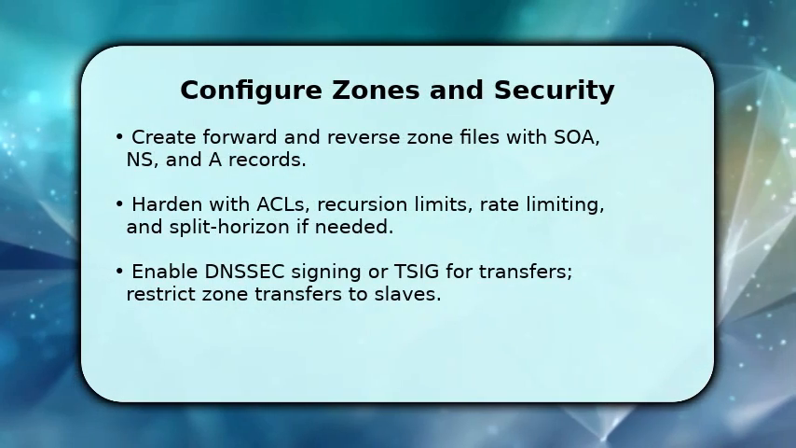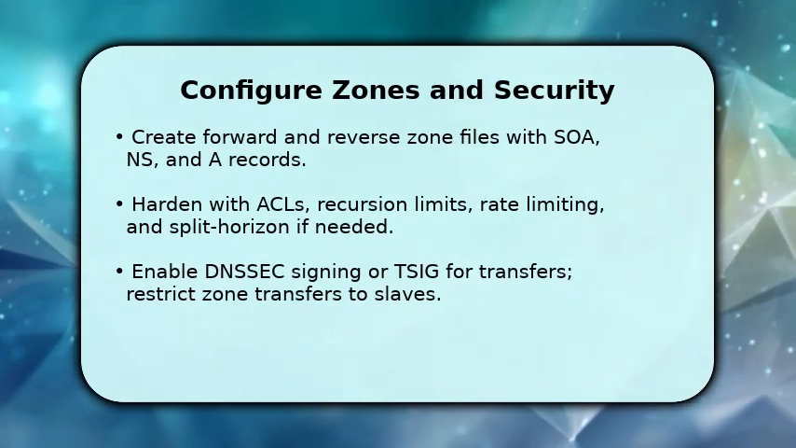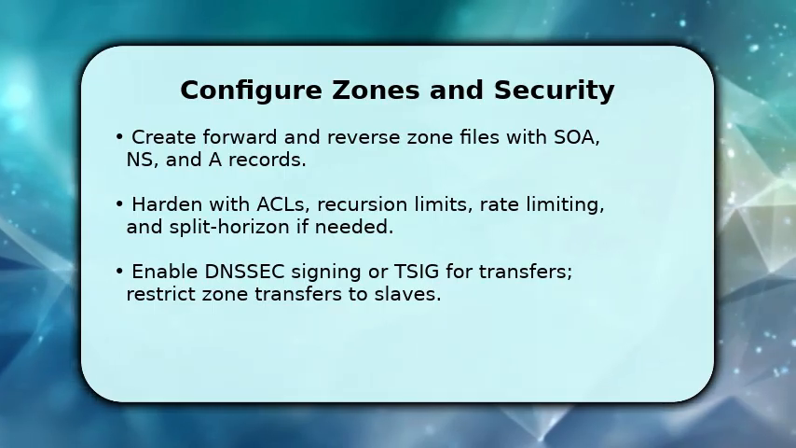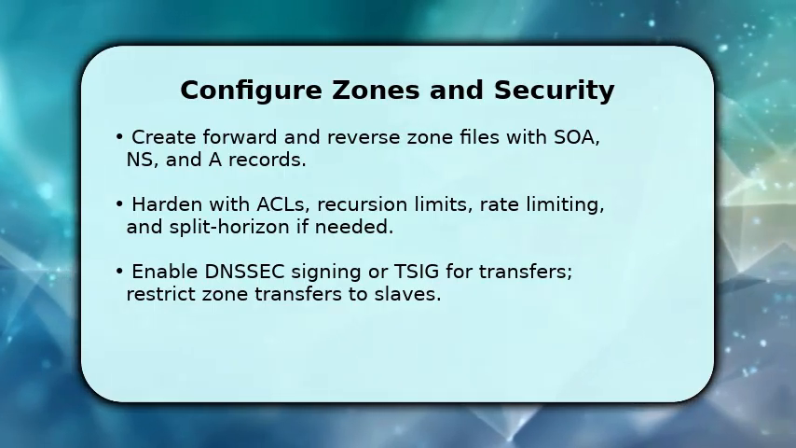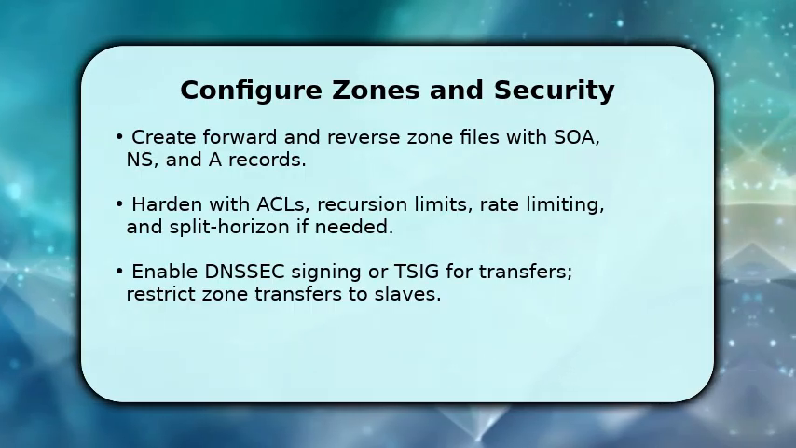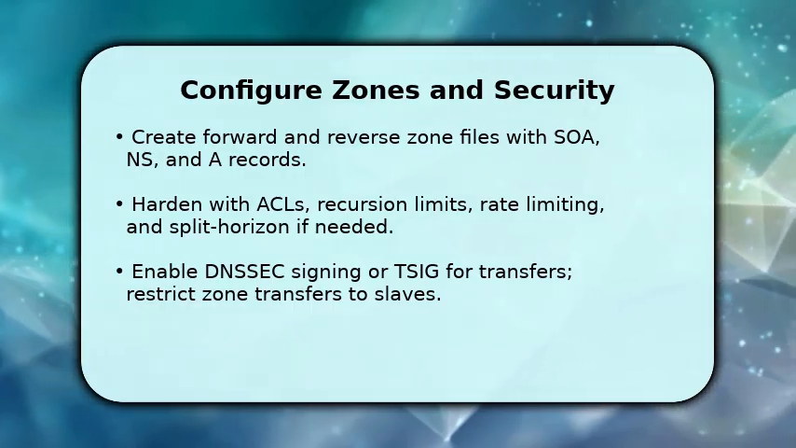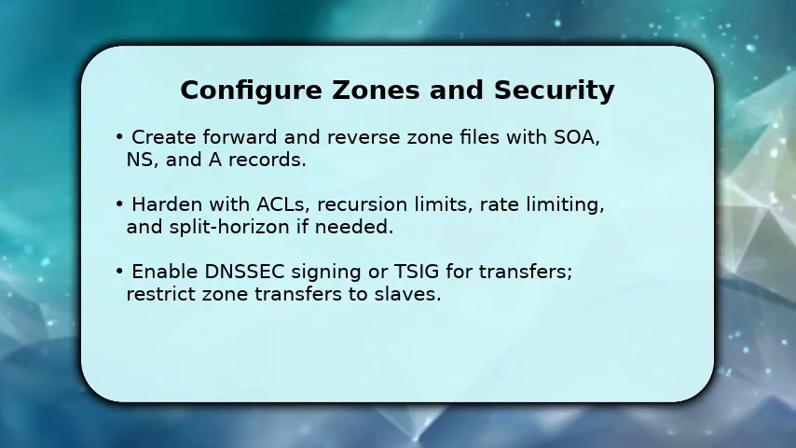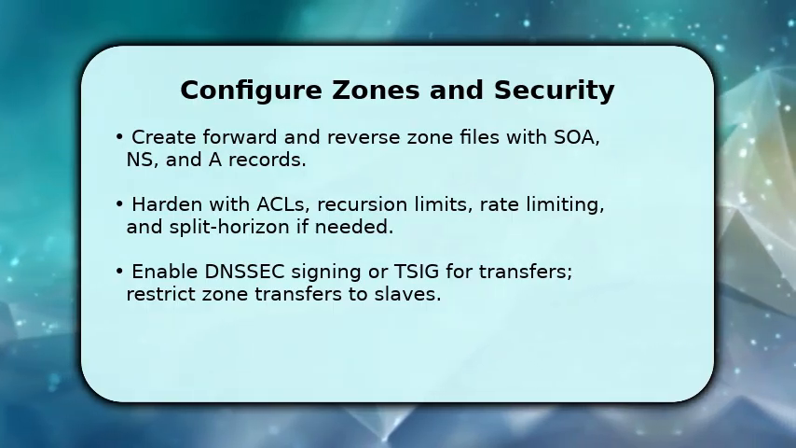You now author the zone files. Add SOA, NS, NS glue, A, and PTR records for each host. Use incremental serial formatting for changes. Then, configure named.conf to include zones, allow query lists, and restrict recursion to trusted networks.